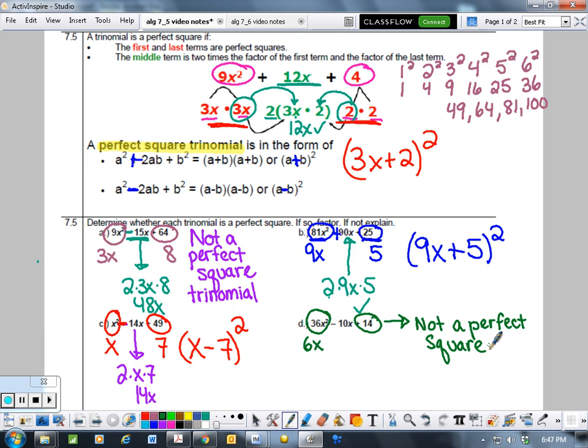Now, even though it's not a perfect square, you can still factor it. So we could still go ahead and multiply this out and try to factor. So 36 times 14 is 504. And then we want negative numbers because it has to add up to be a negative. Ooh, I don't think that's going to work. I think this is prime. I think this can't be factored.